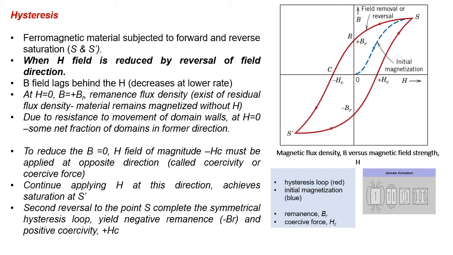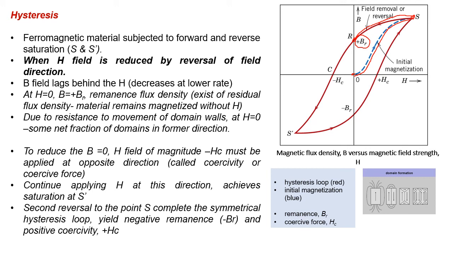At H equal to 0, some net fraction of domains remain in the former direction. So, in the previous slide, we already applied the initial magnetization and it achieved the saturation here. Then we apply the reverse magnetic field to decrease the flux density back to 0. But when the H reaches 0, the flux density does not reach 0. It has some value here. We call it the remnant flux density, or plus Br.